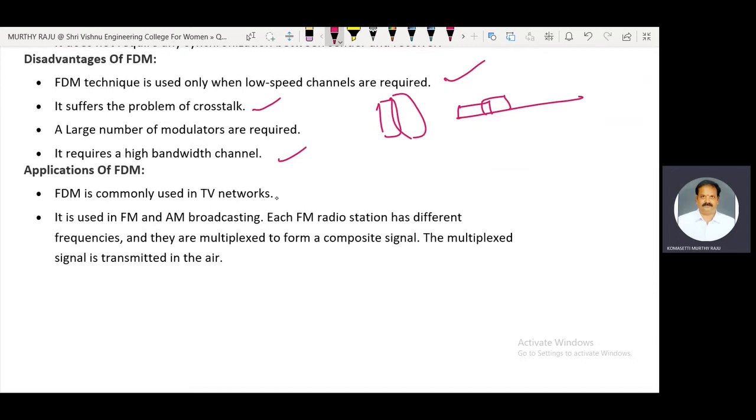FDM is commonly used in TV networks because different types of frequency signals are transmitted. For TV9, one frequency is allocated. For TV5, another frequency is allocated. For ETV, like that. All these frequency signals are combined, placed on the common communication channel, and finally reach the destination side. That is the reason it is used in TV networks.